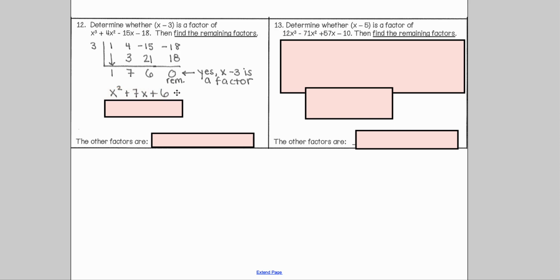And then what we can do is take this quotient and factor it to get the other factors. So factor this quadratic, however you normally factor quadratics. And those are your other two factors. So the other factors are x plus 6 and x plus 1. So x minus 3 was a factor in the beginning, and then x plus 6 and x plus 1 are the other factors. Pause the video, try 13.